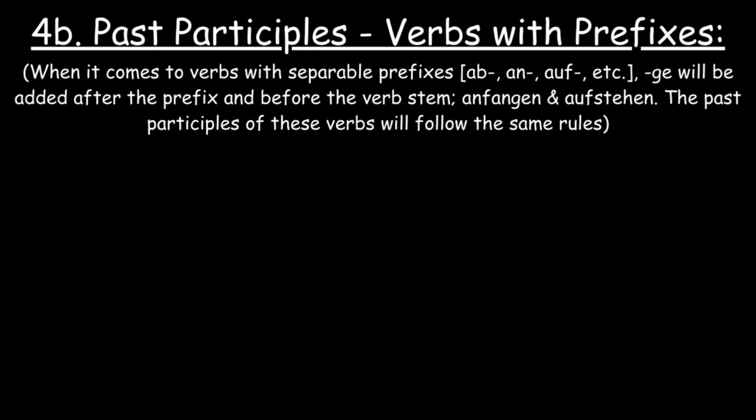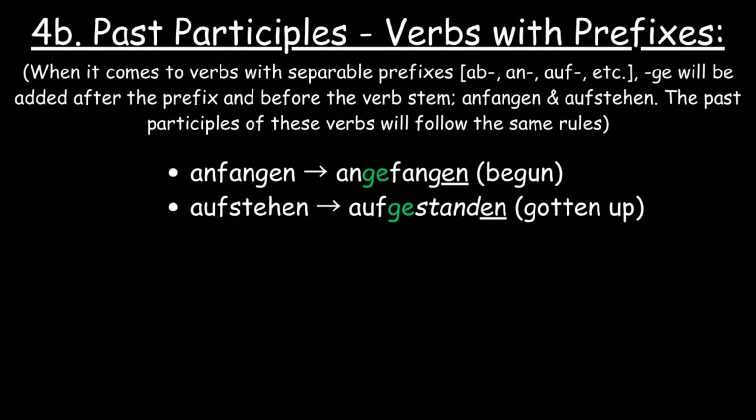When it comes to verbs with separable prefixes, ge will be added after the prefix and before the verb stem, like in the verbs anfangen and aufstehen. The past participles of these verbs will also follow the rules I showed previously. So, the past participle of anfangen is angefangen, and the past participle of aufstehen is aufgestanden.